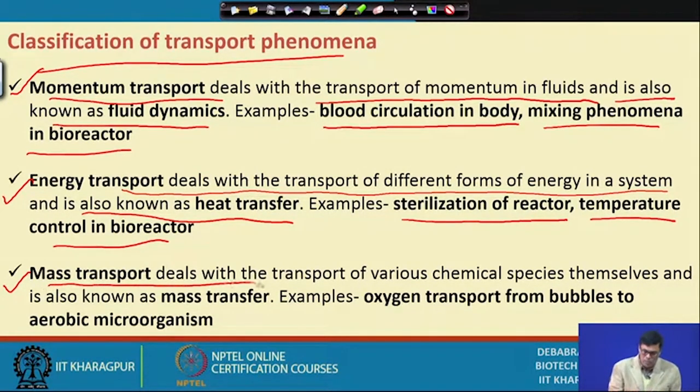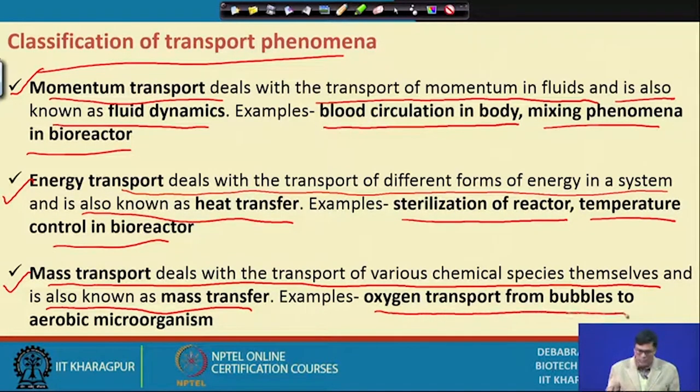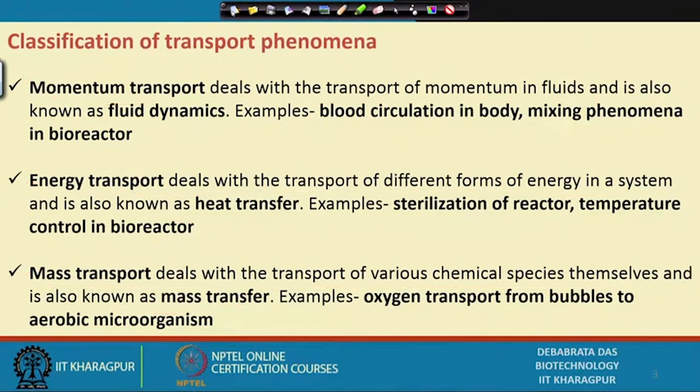Mass transfer deals with the transport of various chemical species, as, for example, oxygen transferred from the bubble to the aerobic microorganism. So from this we can easily understand how crucial transport phenomena are as far as biochemical processes are concerned.